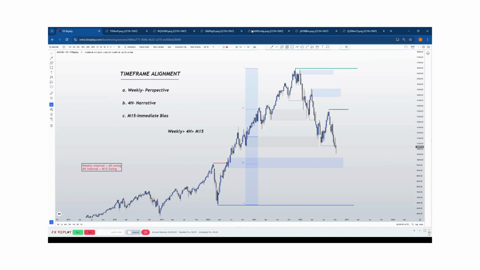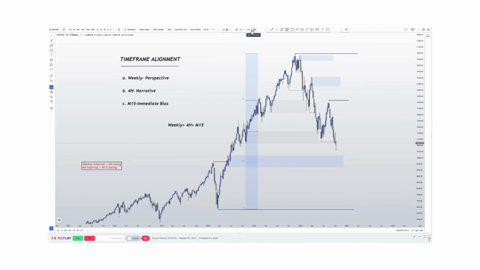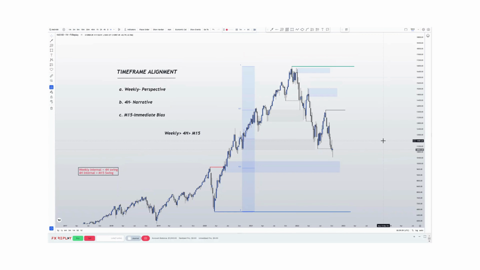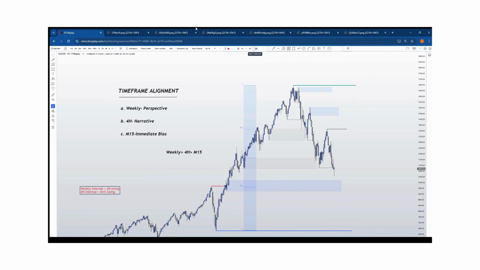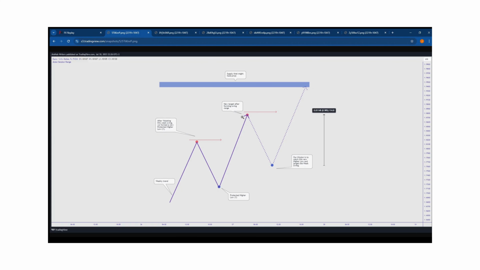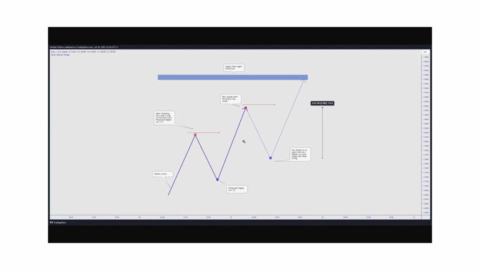Welcome back. So I'm going to try and make this video as short and precise as possible. And we'll begin with understanding what time frame alignment is. So to start with, I have some graphics here.